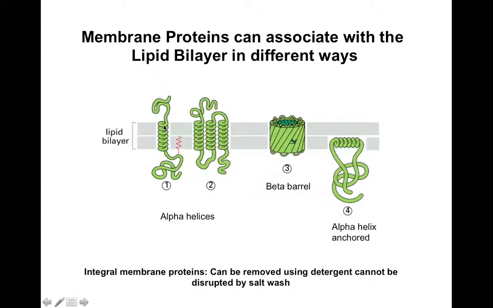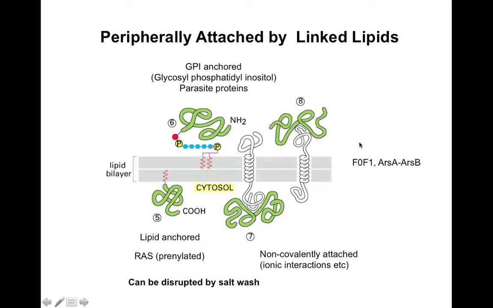So here you can see a transmembrane alpha helix. So these proteins usually have transmembrane alpha helices, or they can have beta barrels. There are also lipid anchored proteins, where there's basically an alpha helix which is anchored within the lipid bilayer. Now, peripheral proteins can be disrupted by a salt wash because they're not embedded within the plasma membrane.